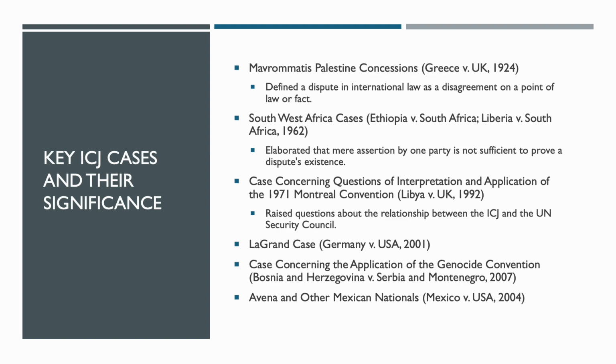The jurisprudence of the ICJ has significantly contributed to the development of international law. Some landmark cases include Mavrommatis Palestine Concessions, Greece versus UK, 1924. This case provided a classic definition of a dispute in international law, which means a disagreement on a point of law or fact, a conflict of legal views or interests between two persons.